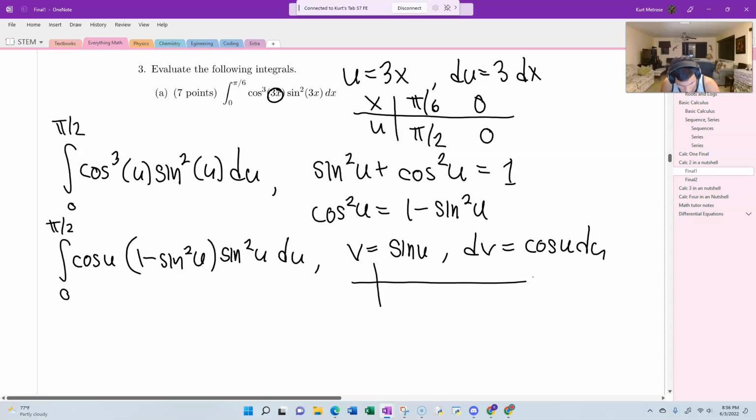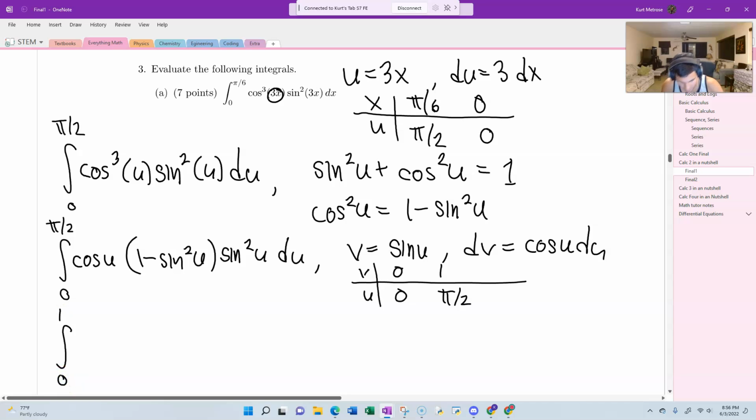Again, when you change your coordinates, you got to change your bounds. u was originally from 0 to pi over 2, and now it's going to be from 0 to 1. So I have this new integral.